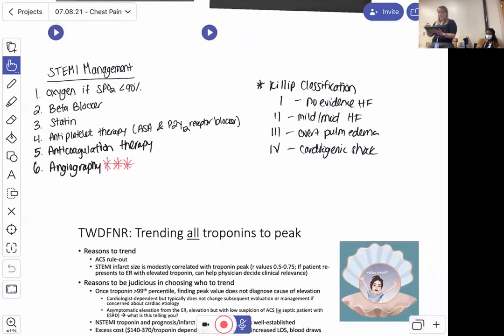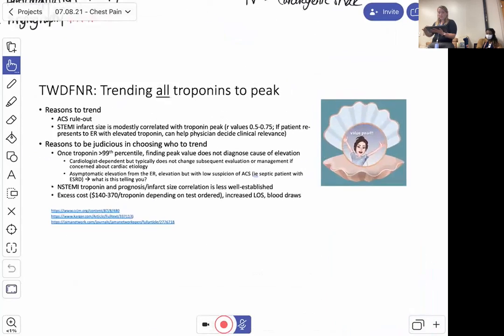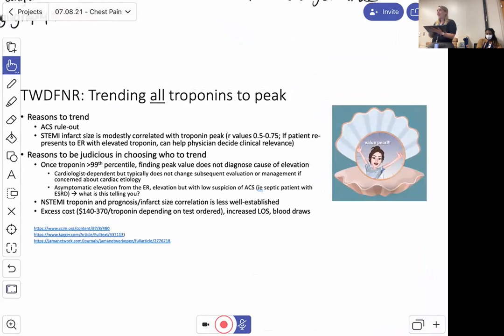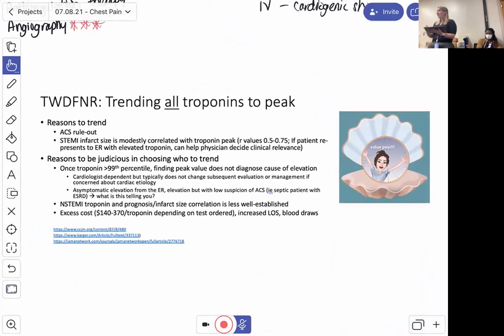And then our value pearl for this talk, things we do for no reason: trending all troponins to peak. So you should trend it in ACS. As with all of our patients here, we were concerned about ACS. We had to rule it out. So you should be trending to peak. And there is some literature that will tell you that the STEMI infarct size is correlated with the troponin peak. So that might be a reason why your cardiology attendings are asking you to follow this.